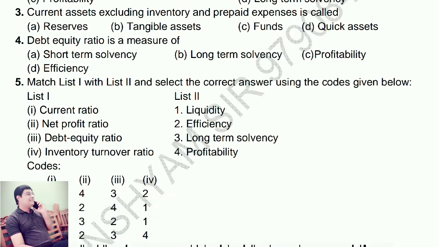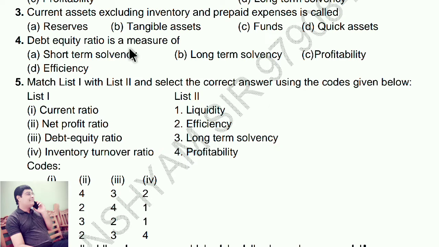Next one, current assets excluding inventory and prepaid expenses is called, the answer is quick assets. The formula of quick assets is current assets excluding inventory and prepaid expenses. Okay.